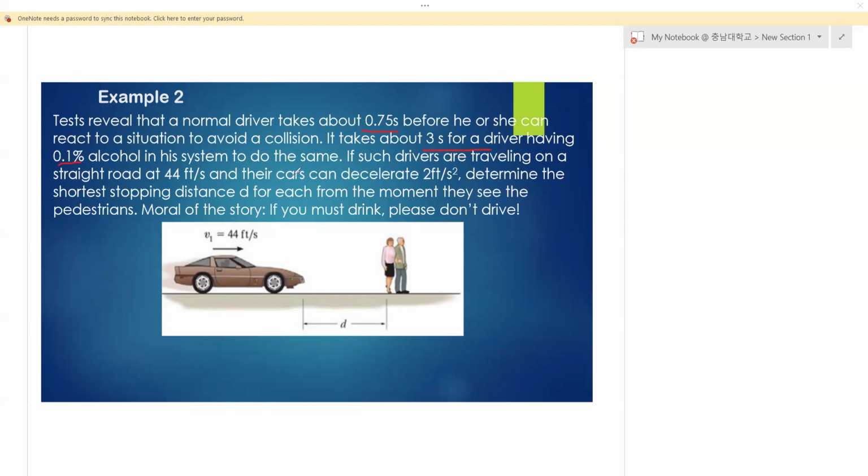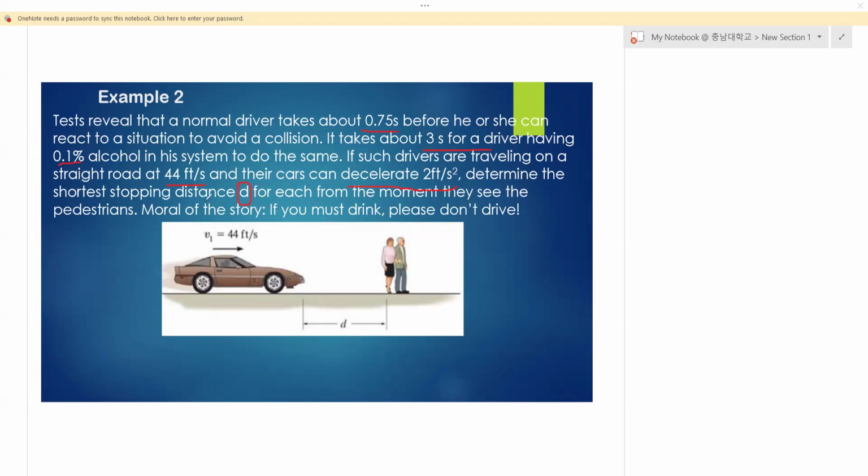Now, if such drivers are traveling on a straight road at 44 feet per second, and their cars can decelerate, that means that we have an acceleration here, which is a deceleration of 2 feet per second squared. Now, determine the shortest stopping distance, which we can call D right here, for each driver from the moment they see the pedestrians.